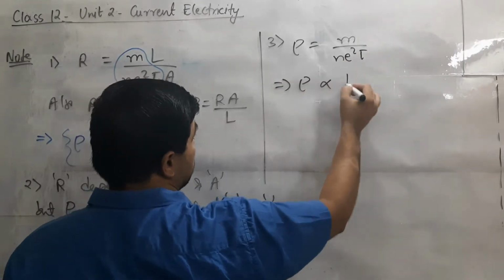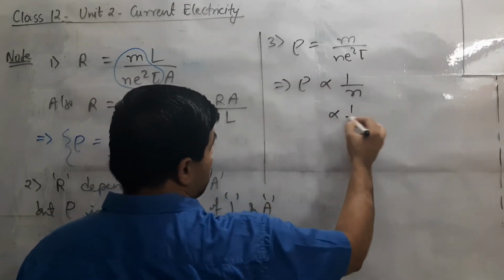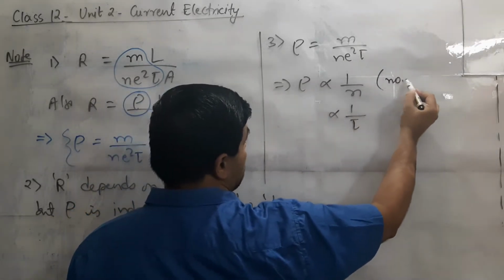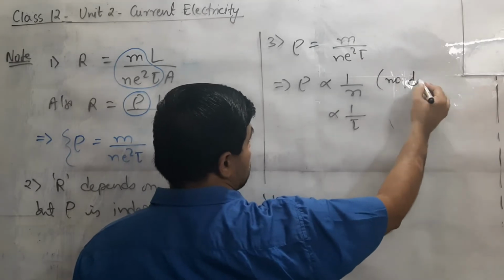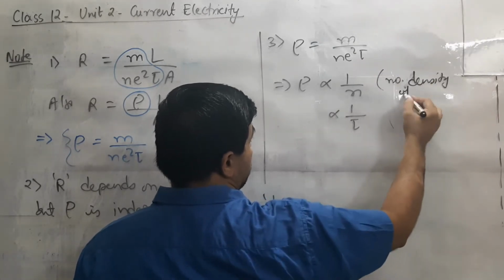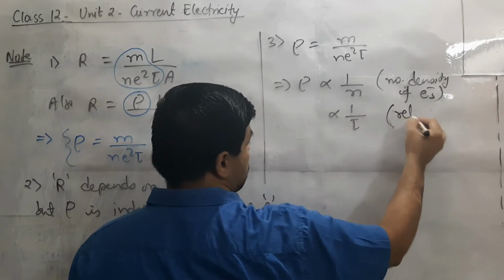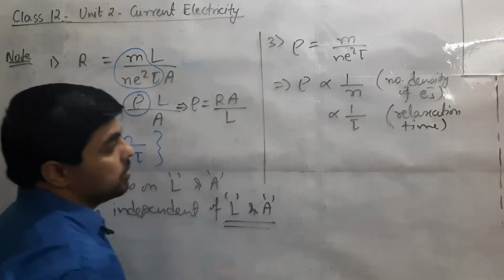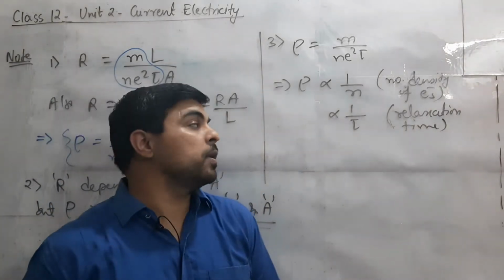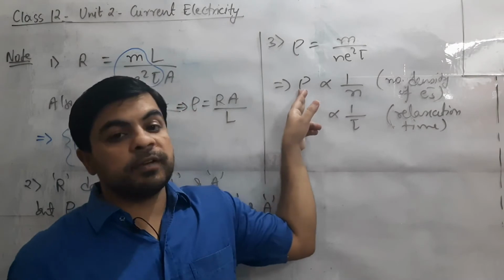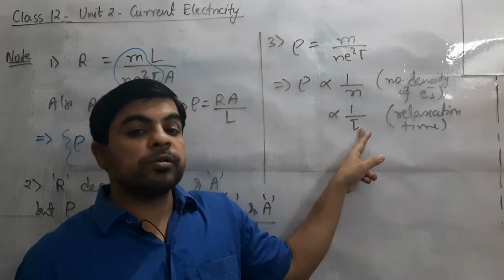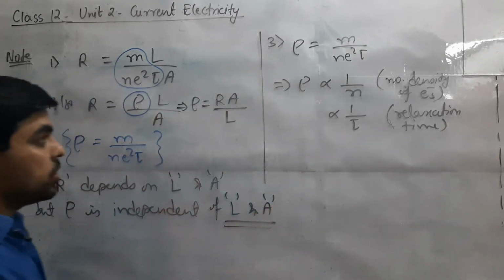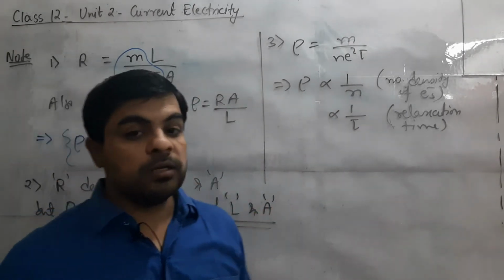So here rho is inversely proportional to n and rho is inversely proportional to tau. So from here we can say the number density of electrons and the relaxation time are what it depends on. Nature of the material will impact the value of n, so nature of material will change the value of resistivity. Temperature can also affect the value of relaxation time, and hence can affect the value of resistivity, but there is no impact of length and cross sectional area on this factor.